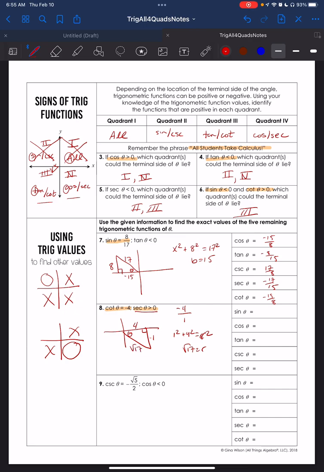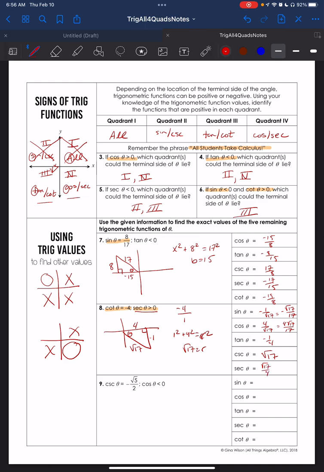And we're going to start writing some ratios. Sine, negative 1 over root 17, rationalized to negative root 17 over 17. Cosine, 4 over root 17, rationalized to 4 root 17 over 17. Tangent, negative 1/4. Cotangent, root 17 over 1, or root 17. And secant then is root 17 over 4.